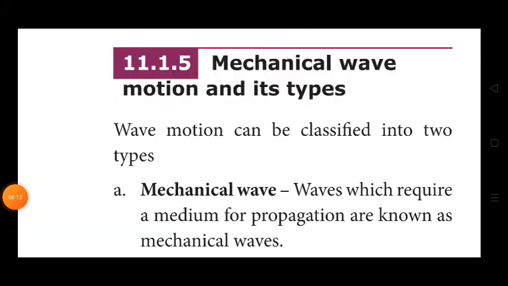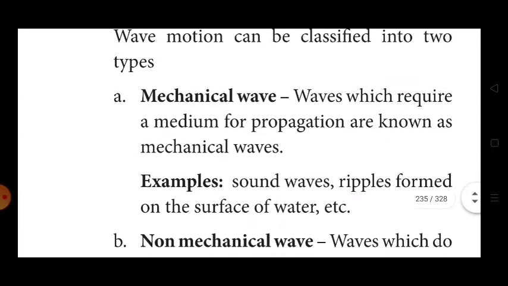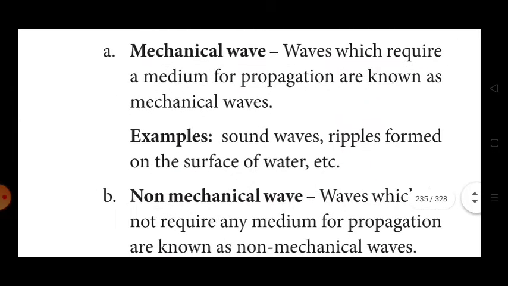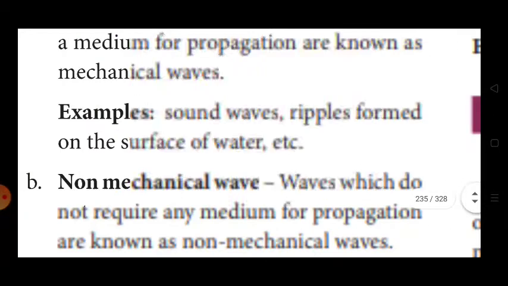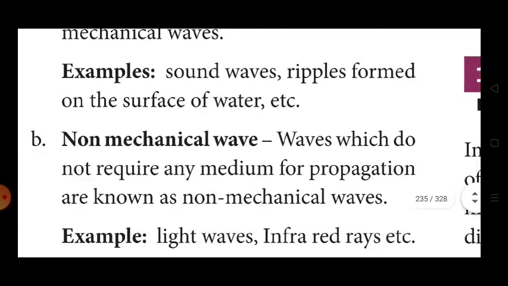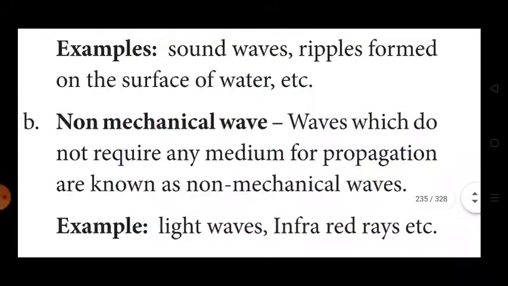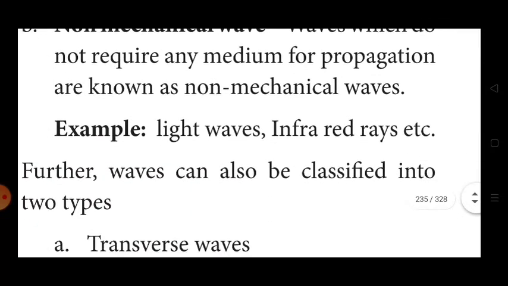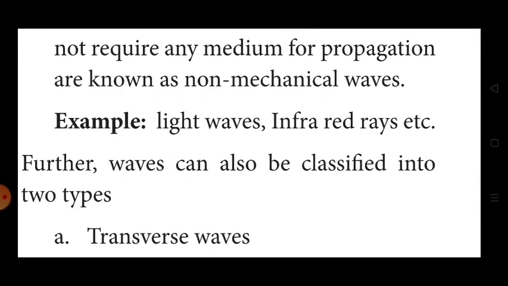Mechanical wave motion and its types. Wave motion can be classified into two types. One is mechanical wave. Waves which require a medium for propagation are known as mechanical waves. Examples: sound waves, ripples formed on the surface of water, etc. Non-mechanical wave. Waves which do not require any medium for propagation are known as non-mechanical waves. Example: light waves, infrared rays, etc.